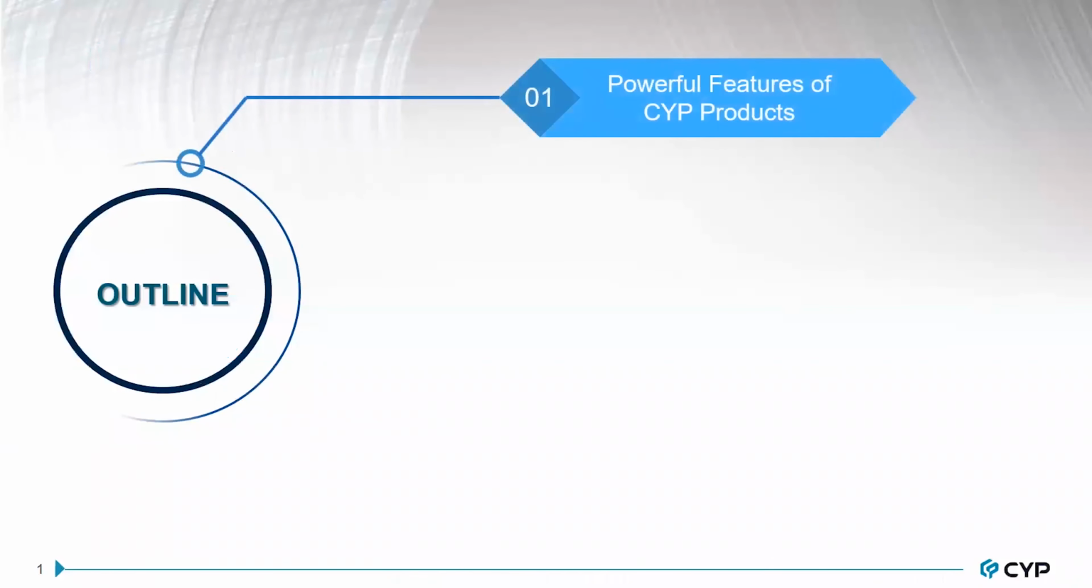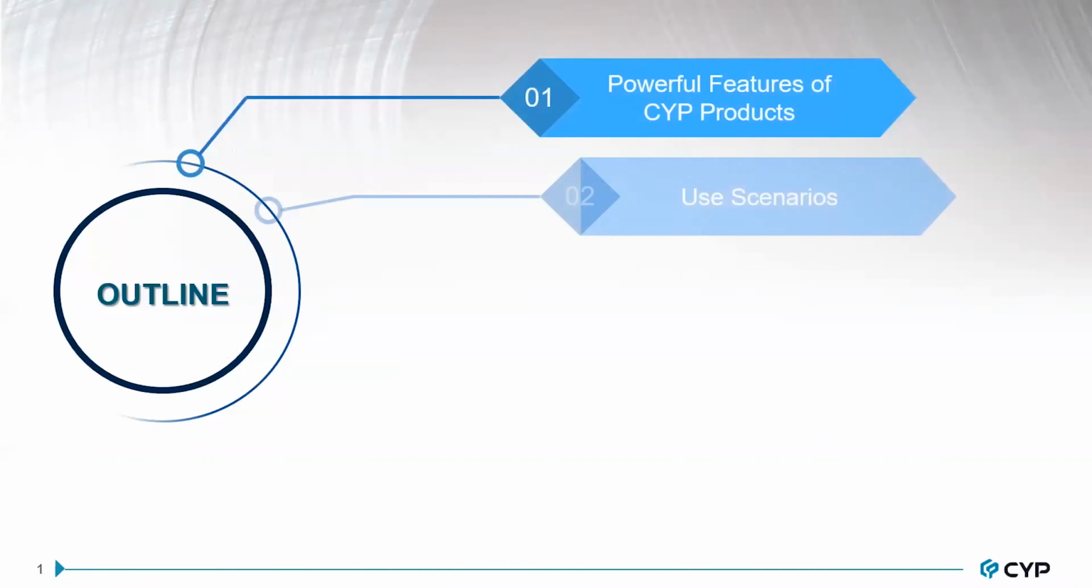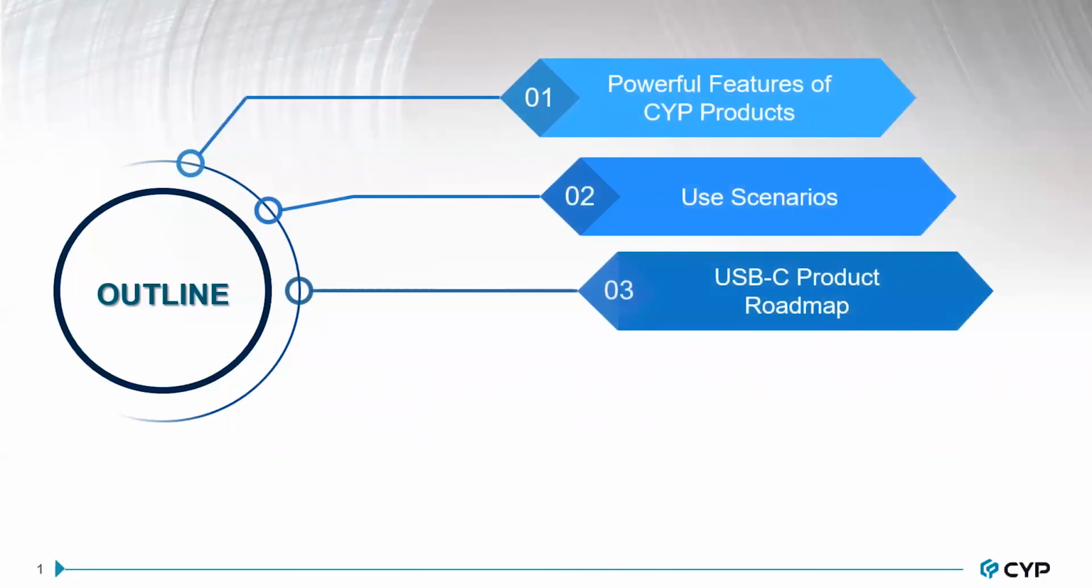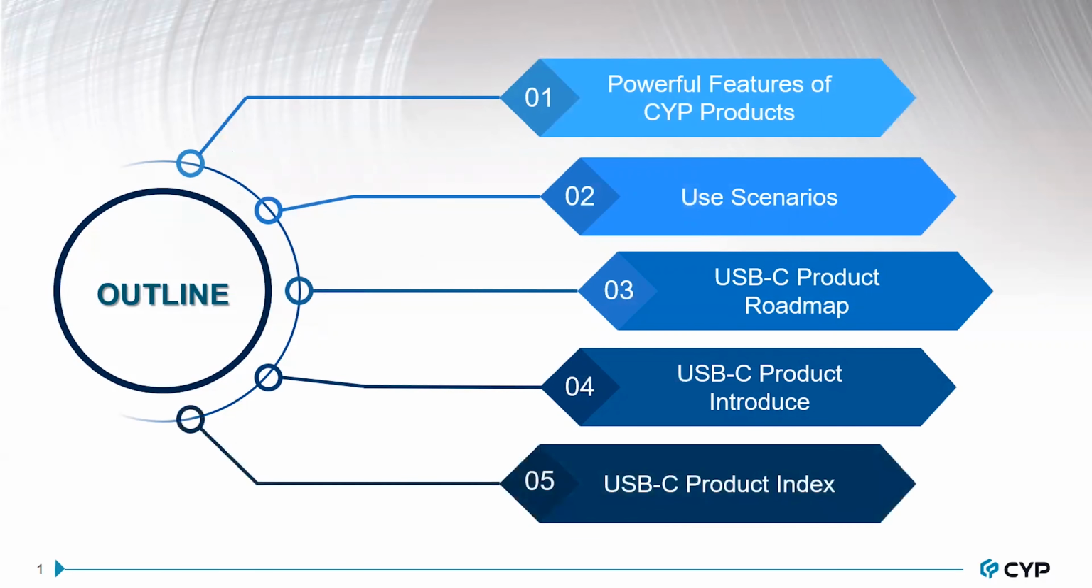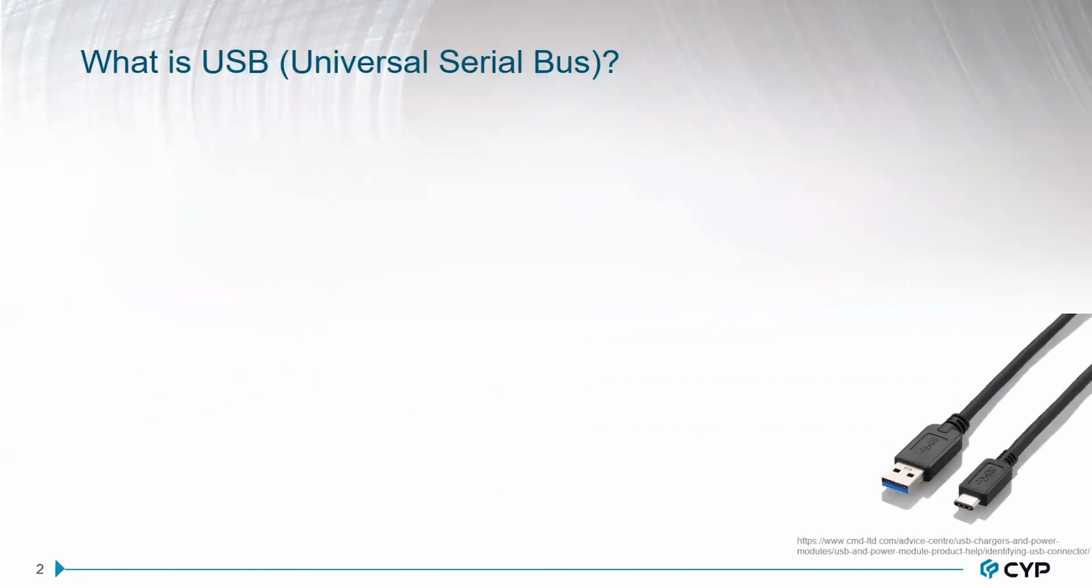Today's introduction will be divided into 5 parts. First, we will talk about what the key features of our USB-C products are. Second, what the scenarios of these products are. Third, we will take a look at the overall USB-C product roadmap. Then we will introduce more detailed features of each product. In the last part, let's review the product key features through the product index table.